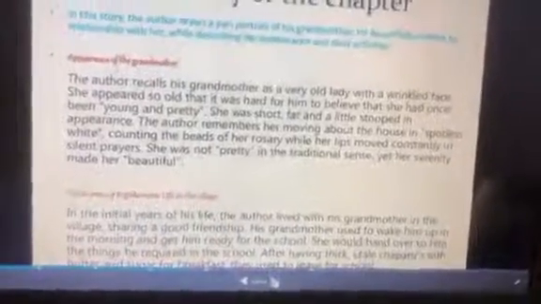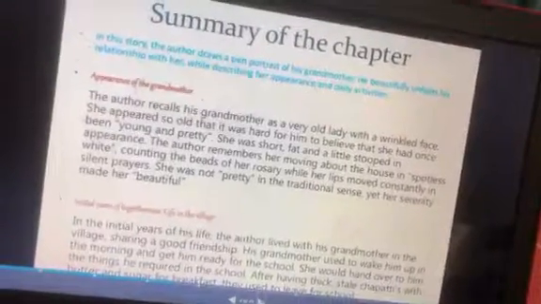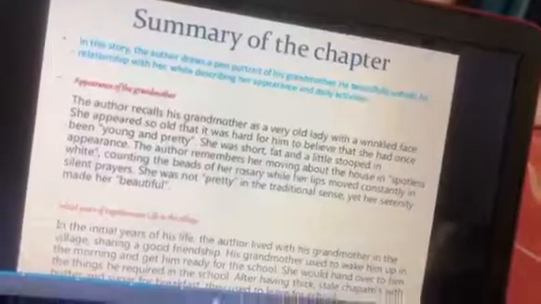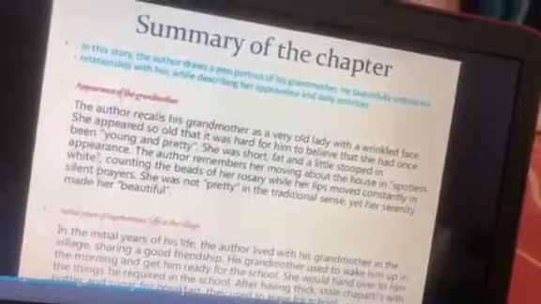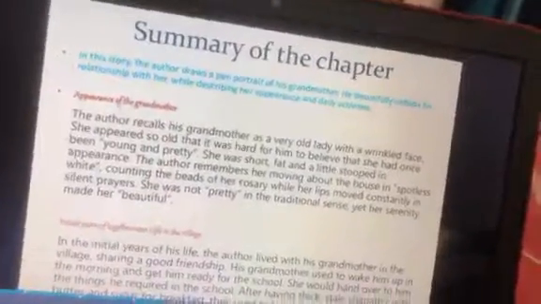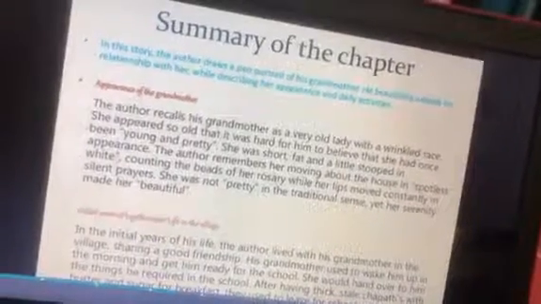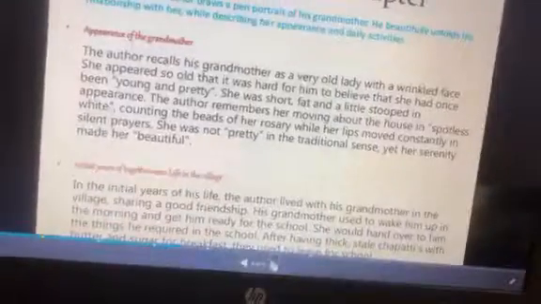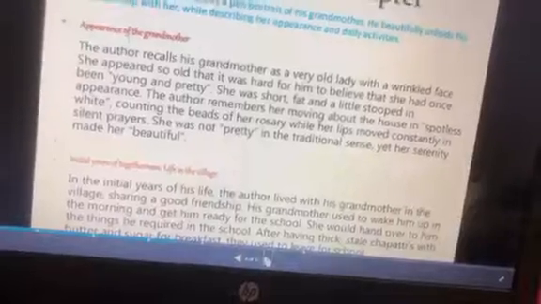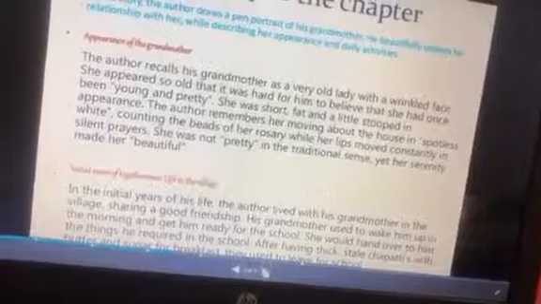Now, appearance of the grandmother. Why is the appearance important in this chapter? Because the grandmother remained the same for this writer. She was always the same old, feeble, petite lady as when he was a child, and she was the same even when he grew old. He recalls his grandmother as a very old lady with a very wrinkled face, and she appears so old that it was hard for him to believe that she had once been young and pretty.